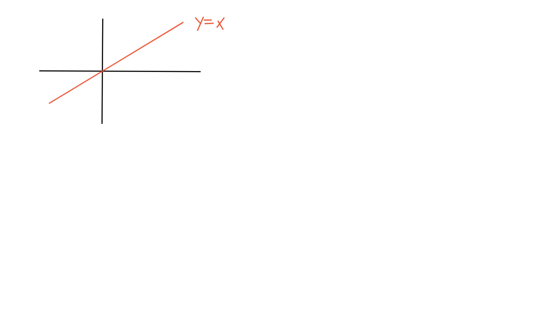Okay, so let's say this line has equation y equals x. And I'm going to draw an orthogonal line to that line. That means that those two lines are at right angles. What's the equation of the blue line? Y equals negative x. That's right.